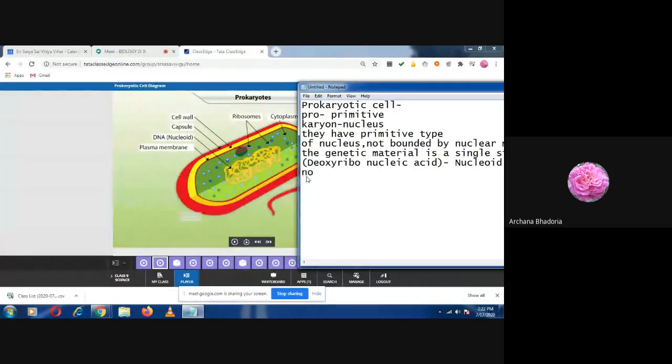What is the next feature? No membrane-bound cell organelles. Okay, no membrane-bound cell organelles. So what are those cell organelles? Such as what all? Mitochondria. You can write down such as nucleus. Wait, I'll pick up. Next.